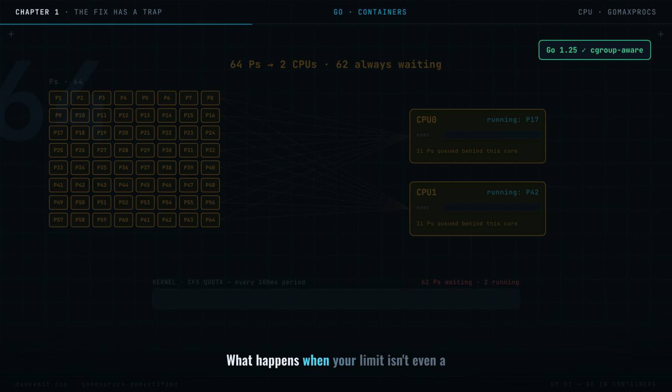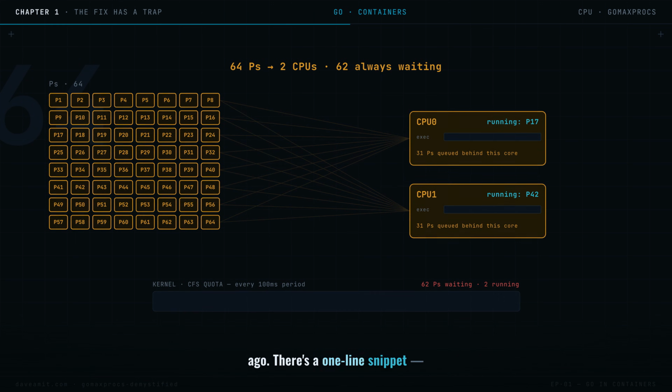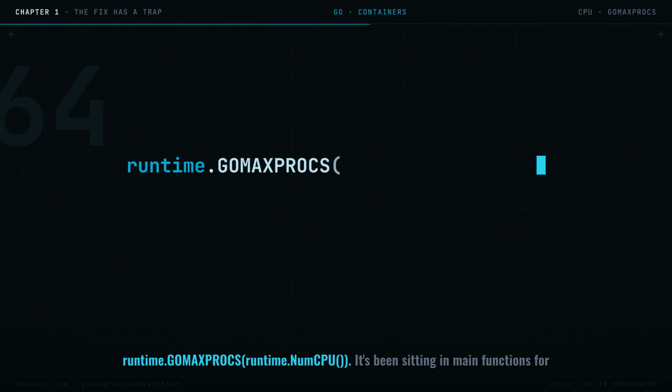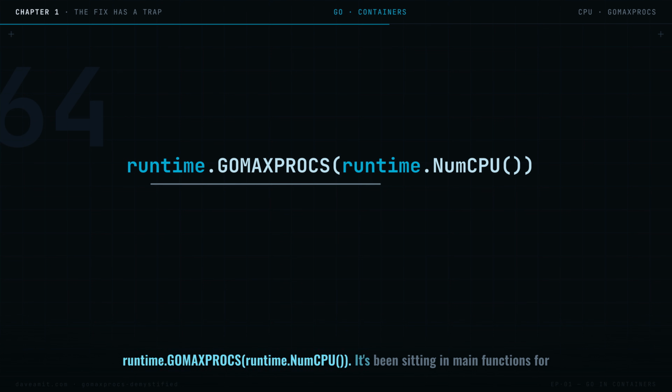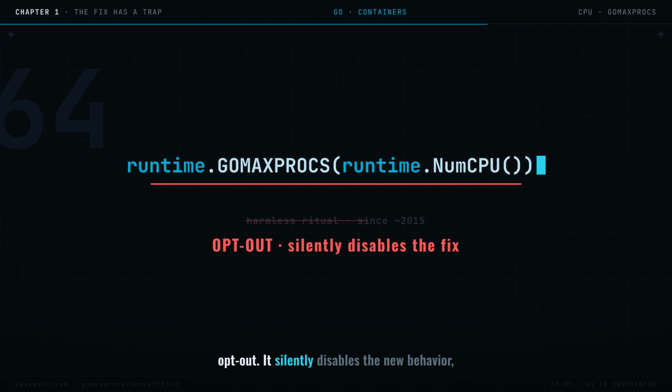What happens when your limit isn't even a whole number? Say 500 milli-CPU. Because the biggest surprise in this fix bites the team who did the right thing years ago. There's a one-line snippet, runtime.GOMAXPROCS(runtime.NumCPU()). It's been sitting in main function for a decade as a harmless "make sure we use all the cores" ritual. On Go 1.25 that exact line is an opt-out. It silently disables the new behavior, and some frameworks and libraries run it for you.